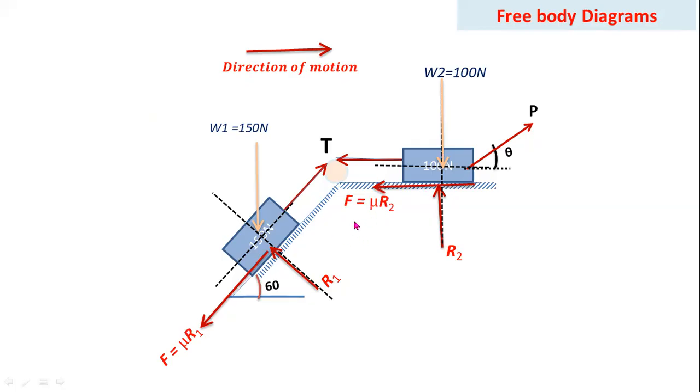Already we know that frictional force always acts parallel to the support. Here the support is inclined 60 degrees to the horizontal. Here the support is parallel, horizontal. Okay, horizontal support.